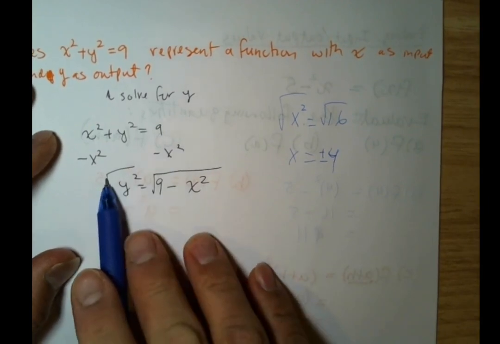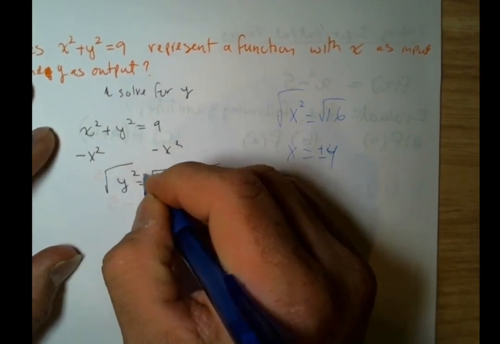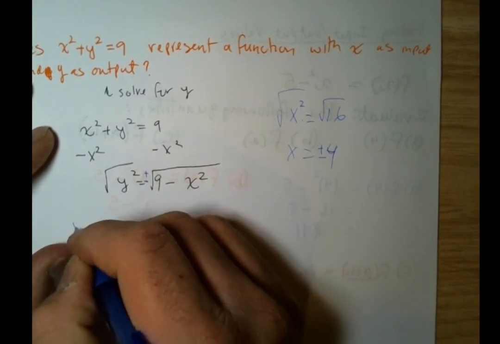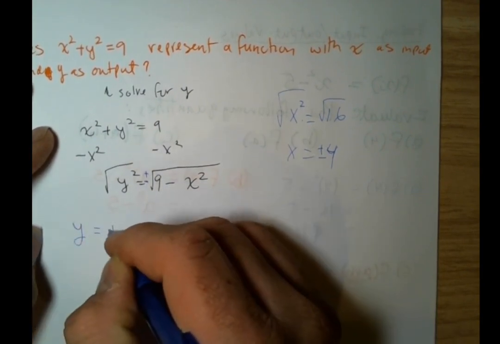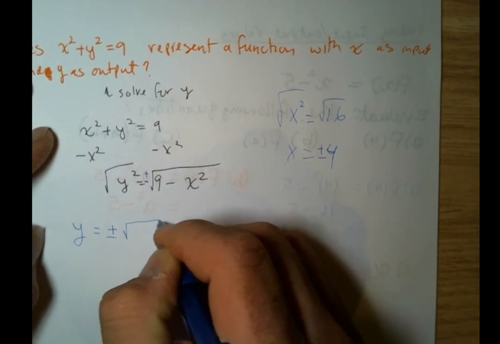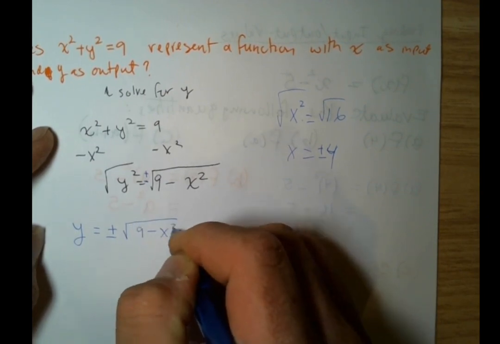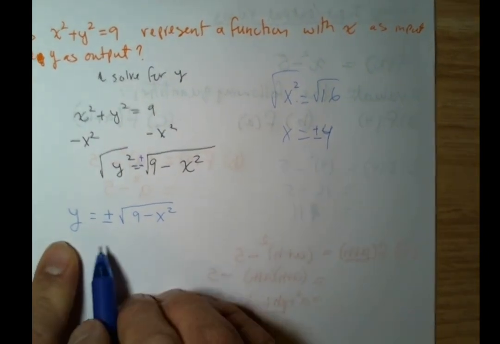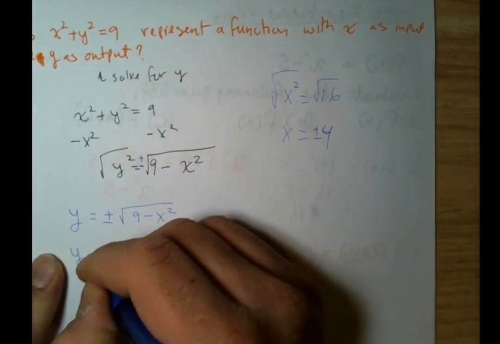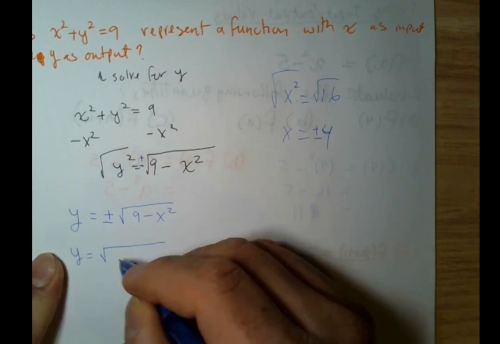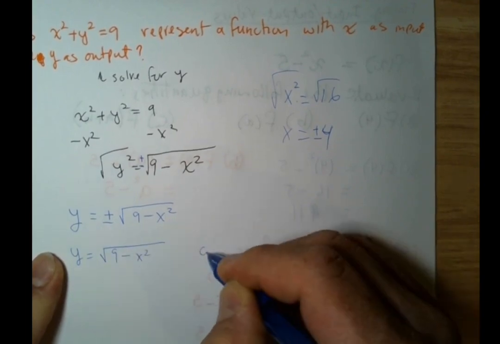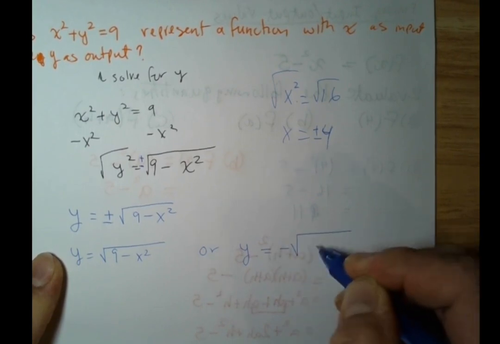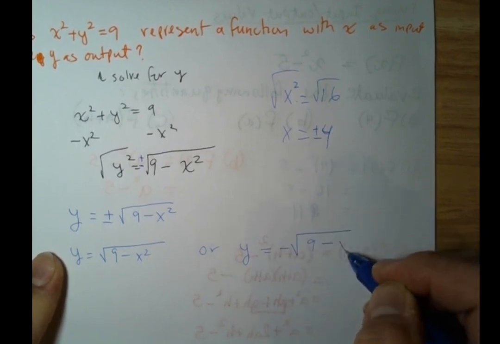So I'm going to do that here. Take the square root of a square, and we have plus minus. Don't forget that. So we have y is equal to plus or minus the square root of 9 minus x squared. What does this mean? Plus minus means that y is equal to the positive part, the square root of 9 minus x squared, or y is equal to the negative part, negative square root of 9 minus x squared.